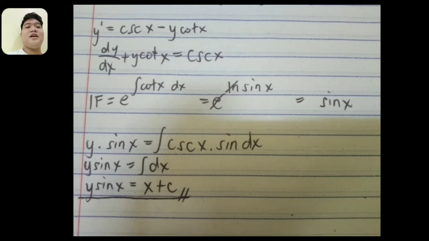So let's go to the general solution. Our general solution is y times the integrating factor equals the integral of q of x times the integrating factor dx. So y sin x equals the integral of cosecant x times sin x dx. It becomes the integral of dx because cosecant times sin is 1, since they are reciprocals. So y sin x equals the integral of dx, which is x. So y sin x equals x plus c. That is our final answer.